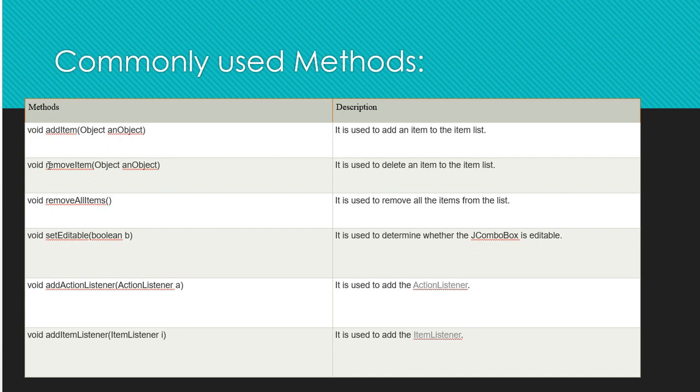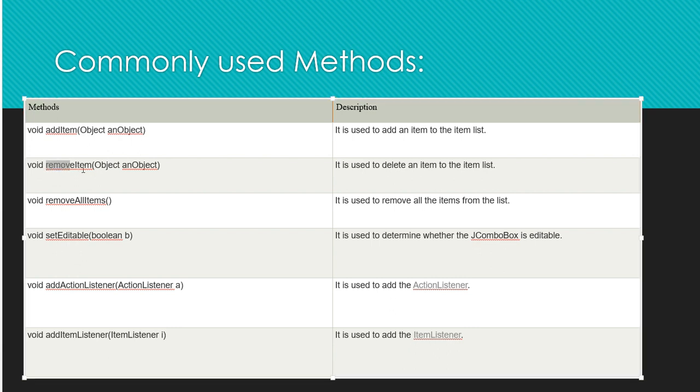If you don't want an item which is already added to the list, you can remove it with removeItem. If you use the method void removeAllItems, it removes all the items from the combo box. We can set true or false with setEditable, which is used to determine whether the JComboBox is editable. You can set it editable or non-editable. If you set editable, the user can edit it. If you set editable to false, the user cannot edit it. That takes a boolean parameter, boolean b.